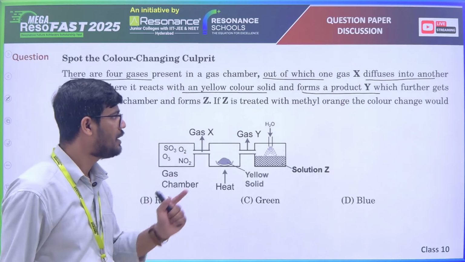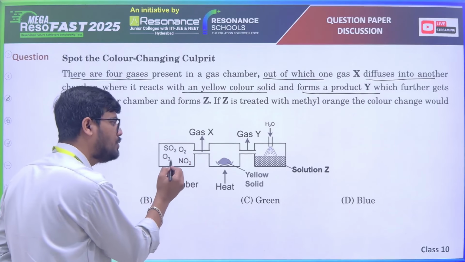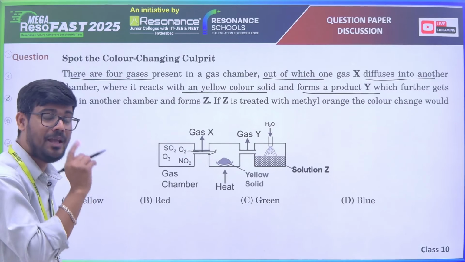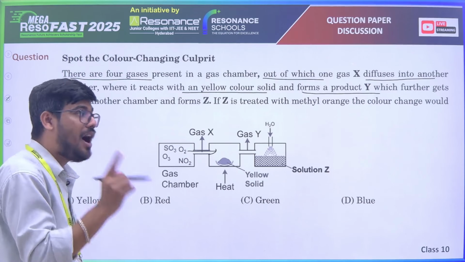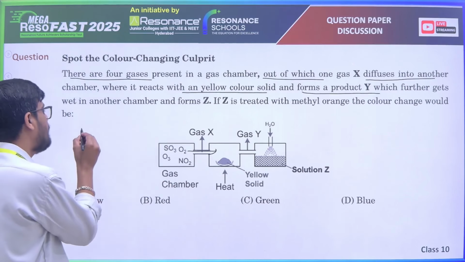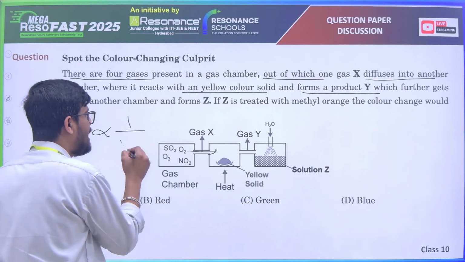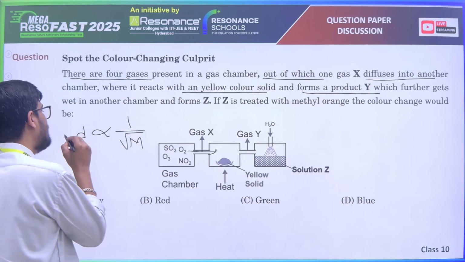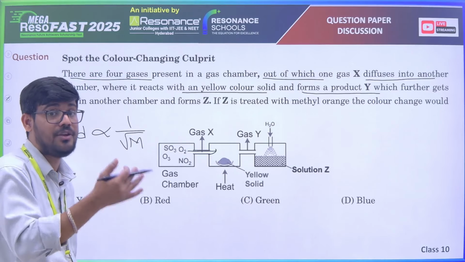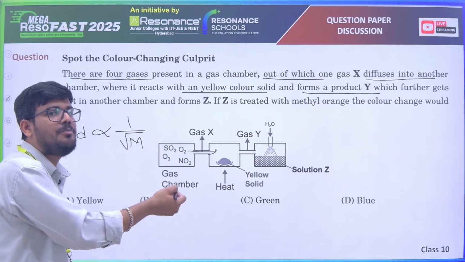So here we have options. In the first chamber we have SO3, O2, O3 and NO2. Which gas will be diffused? First we have to identify that. For diffusion, how will we identify the molecule? There is one formula: rate of diffusion is proportional to 1 by root m, or inversely proportional to root m.